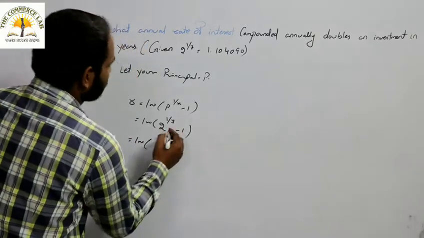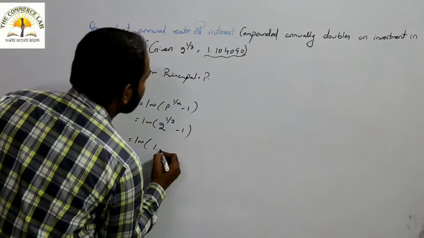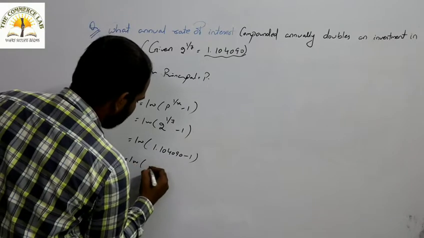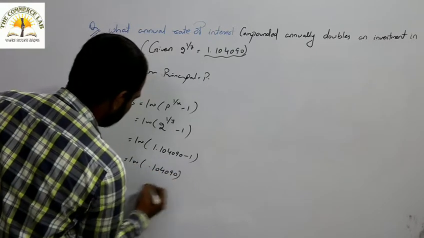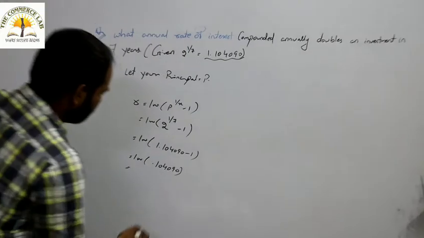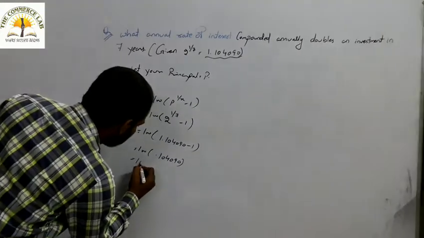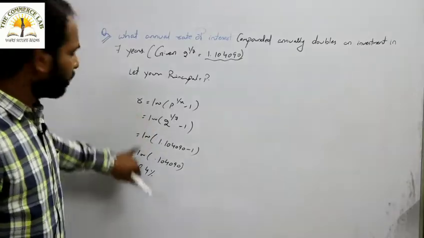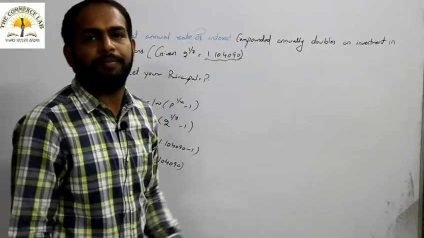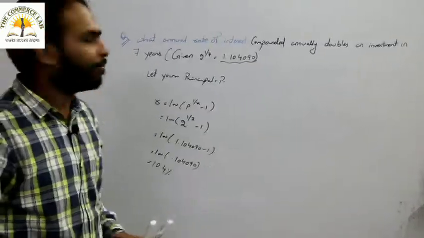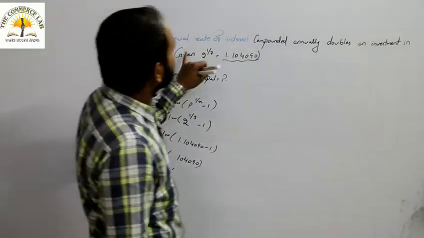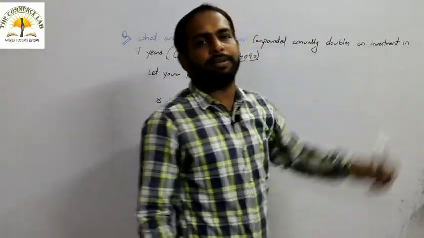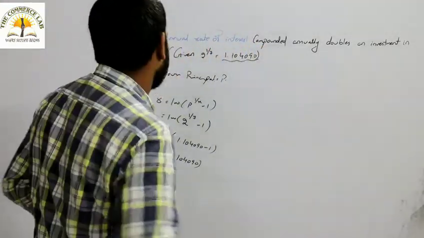So 2 to the power 1 by 7 is given as 1.104090, minus 1, is 0.1040, which is 10.4 approximately. So the rate of interest is 10.4% per annum. At 10.4%, that principal amount compounded annually doubles an investment. Okay. Come for the next part.